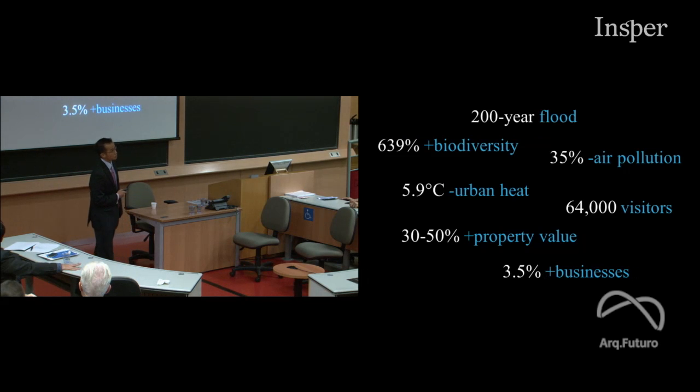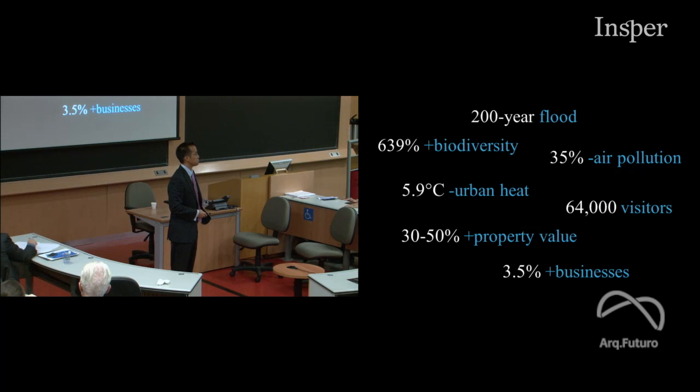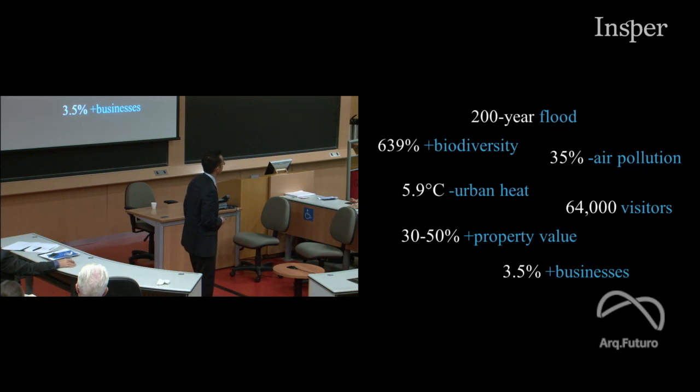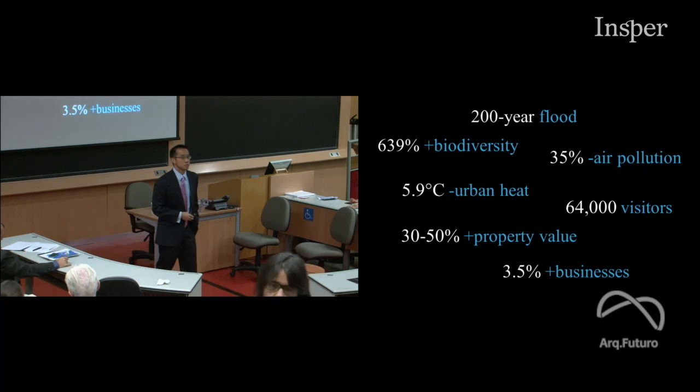But the benefits of this project, yes, it's a flood control, flood management project, so yes, it manages the 200-year flood, but it's increased biodiversity by over 639%. It has reduced air pollution within a 4 to 7 block radius by 35%. It has reduced the urban heat island effect by as much as 5.9 degrees Celsius. It gets 64,000 visitors daily, and that equals a revenue of $1.9 million a day. Property values skyrocketed 30 to 50%, and they've attracted 3.5% more businesses than the rest of Seoul.